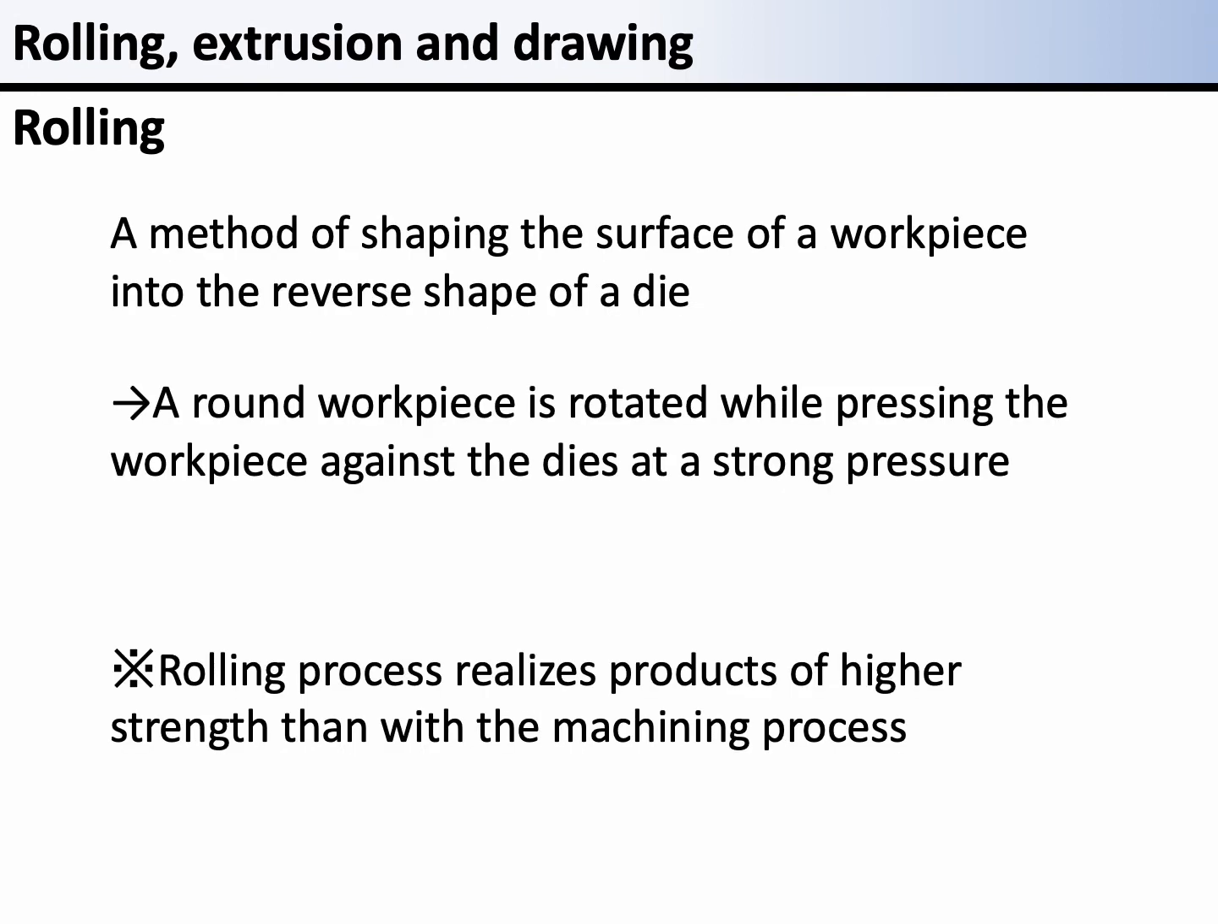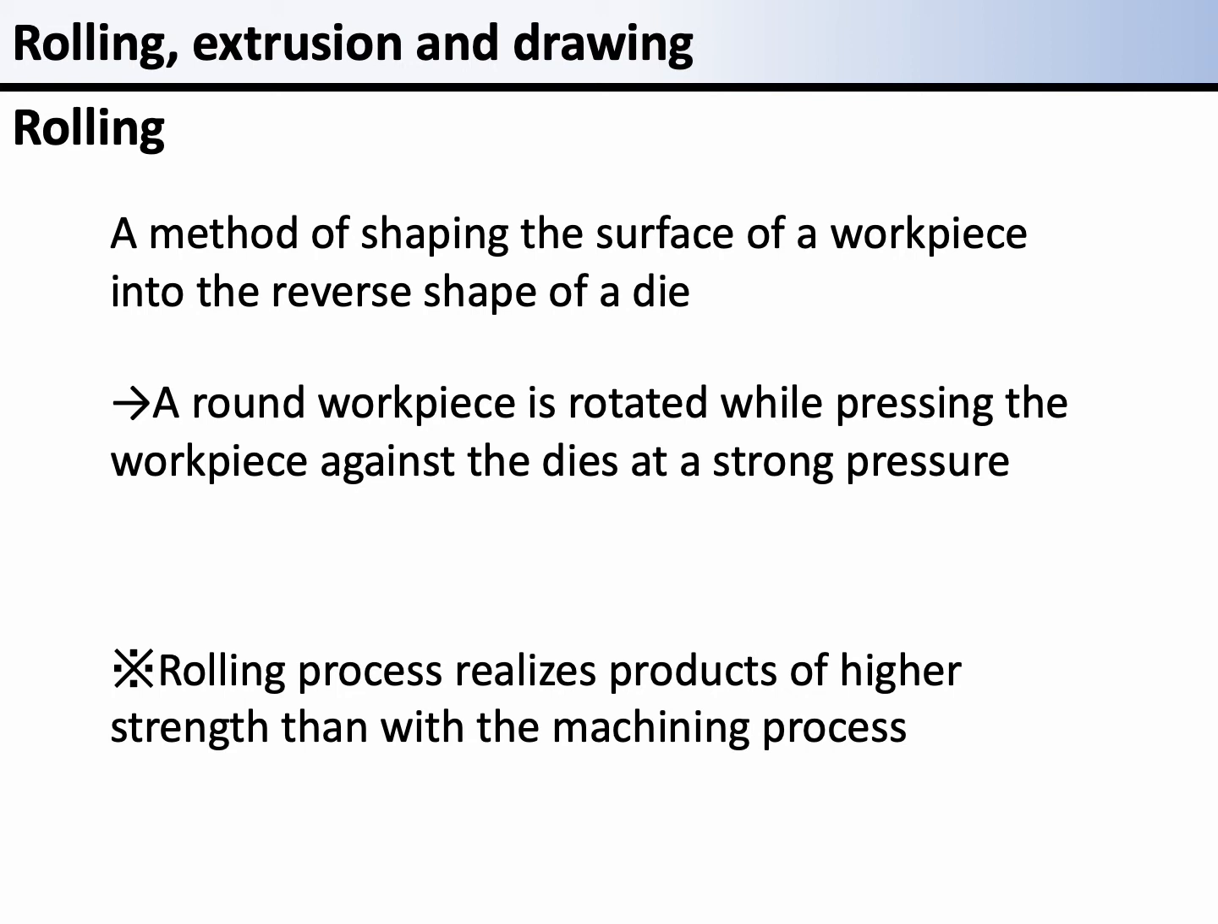The rolling process is also a method of shaping the surface of a workpiece into the reverse shape of a die. In the rolling process, a round workpiece is rotated while pressing the workpiece against the dies at a strong pressure. Screws and gears are manufactured by using the rolling process.